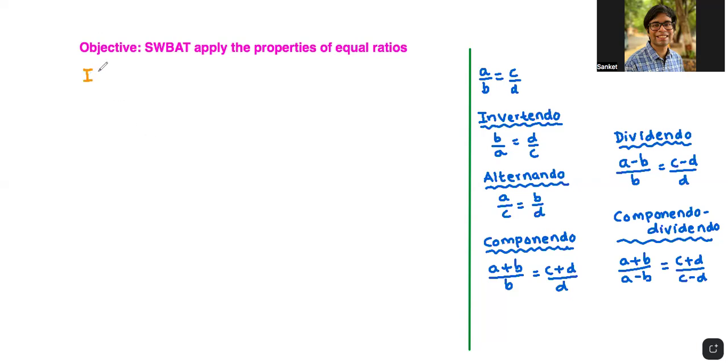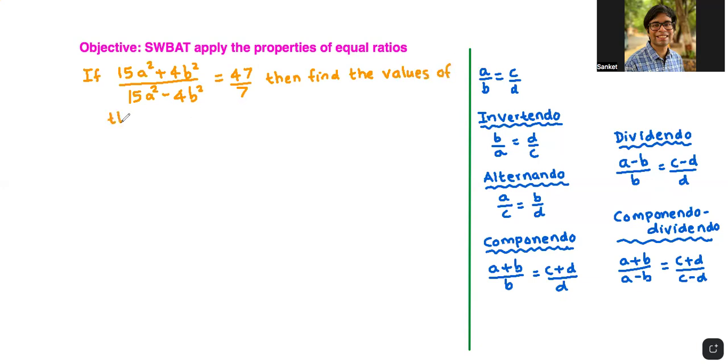The question is, if (15a² + 4b²) upon (15a² − 4b²) is equal to 47 upon 7, then find the values of the following ratios.